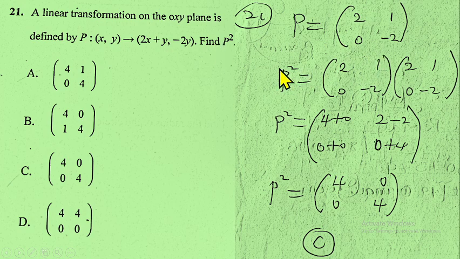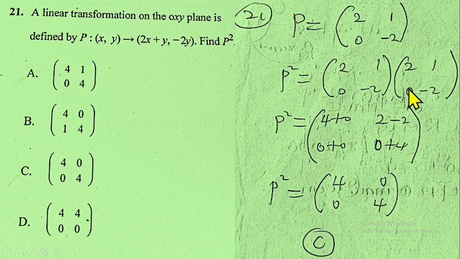So that means you have P squared to be this matrix in two places: [2 1; 0 -2] times [2 1; 0 -2]. We need to multiply this by this. A 2 by 2 matrix multiplying a 2 by 2 matrix, so they can multiply. The row will multiply the column. So you have 2 times 2 gives us 4. Then 1 times 0 will give us 0. That's 4 plus 0 here. Then 2 times 1 will give us 2, and 1 times minus 2 will give us minus 2.